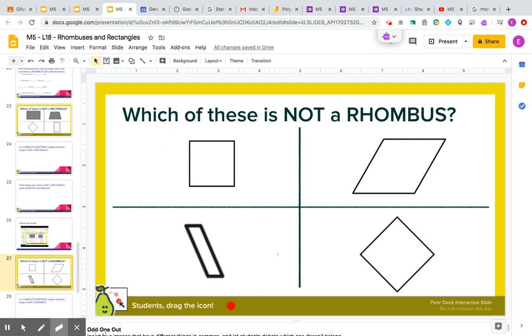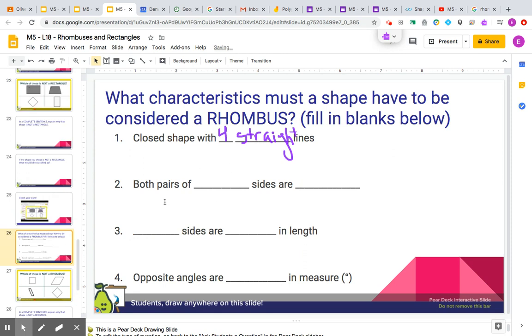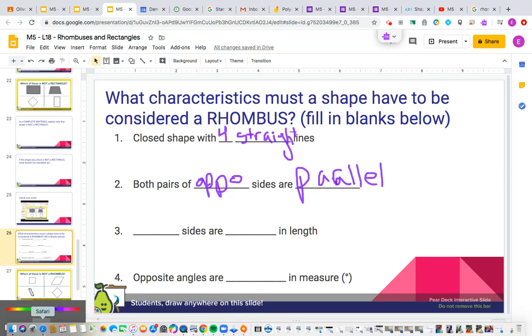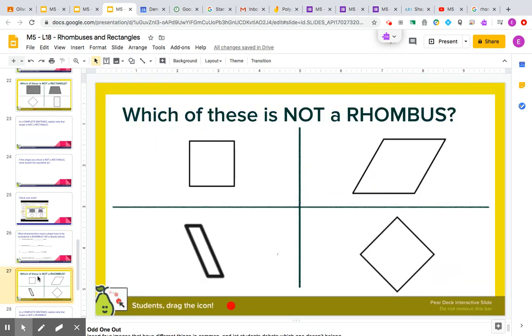Let's see, what else does a shape need in order to be considered a rhombus? It says both pairs of opposite sides are parallel. We know that a rhombus is a type of parallelogram, meaning that both pairs of sides are parallel to one another. It's not a type of trapezoid where only one pair has to be parallel. So let's take a look at our shapes. Are they parallel? This first one, the top and the bottom, are parallel lines, and our sides are also parallel lines.